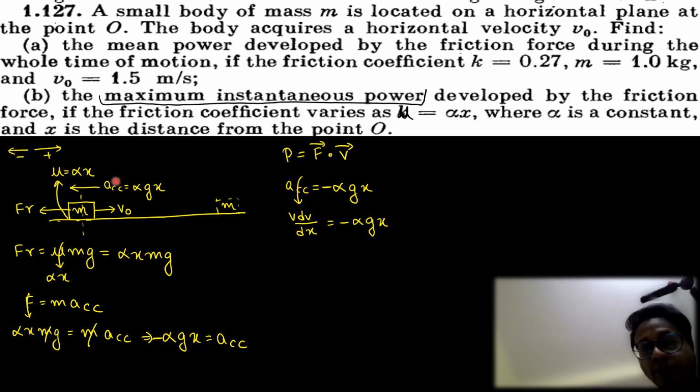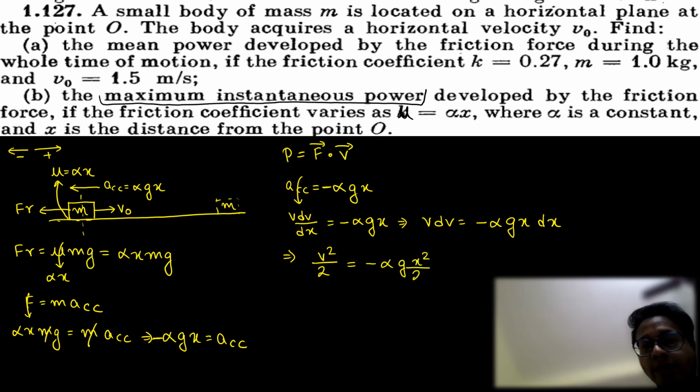Why didn't I use v square equals u square plus 2as, or v equals u plus at? Because in the previous problem the value of acceleration was constant. However, out here the value of acceleration is variable, not constant. So I can say v dv is equal to minus alpha gx into dx, or v square by 2 is equal to minus alpha g x square by 2 plus some constant. In order to find the constant, we need to put our boundary condition.